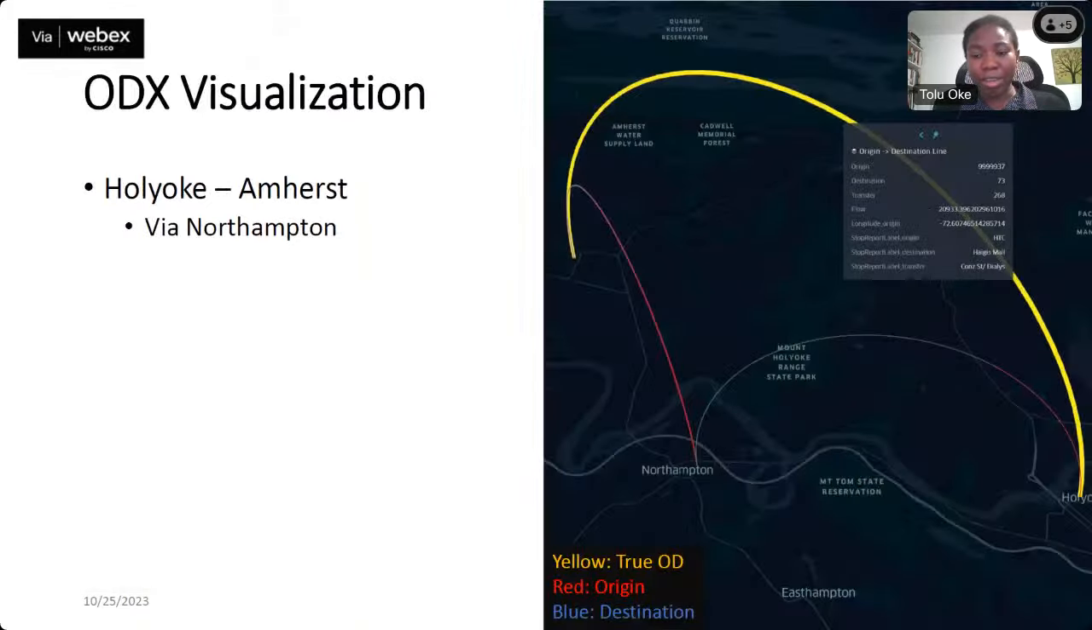Here, I wanted to show a quick example of a full ODX. Between Holyoke and Amherst, PVTA does not have a direct route. And so with the ODX outputs, we're able to see a rough estimate of how many people are doing this trip, going from Holyoke to Northampton, and then transferring to another route in Northampton to continue their trip to Amherst. And one use case of this, based on these outputs, is that PVTA was able to secure funding to actually provide a direct service for parts of this trip, to allow people to go from Springfield to Northampton on a direct bus route without the need to transfer in between.